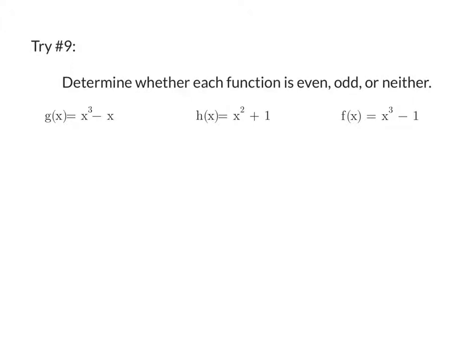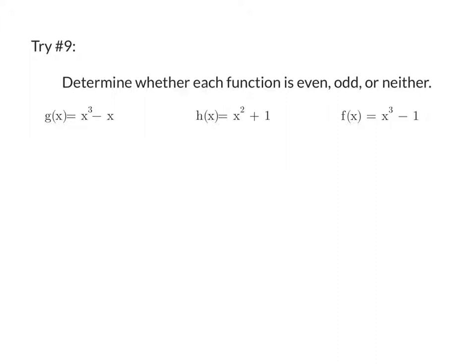All right, so for try 9, we're going to determine whether each function is even, odd, or neither. Remember, if you substitute in a negative value and you get the exact same answer as before, then it is considered an even function. If I substitute in this negative value and I get the exact opposite, meaning opposite signs, then it's odd. If I substitute in a negative value and it's a mixture of both, then that's considered neither.